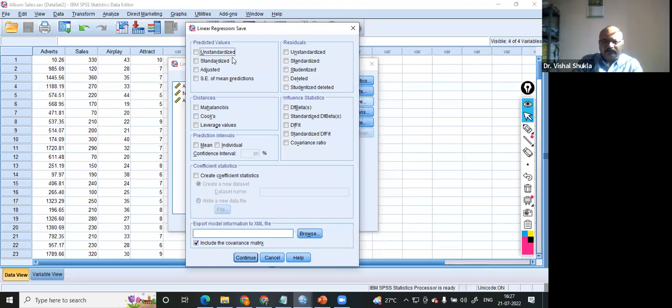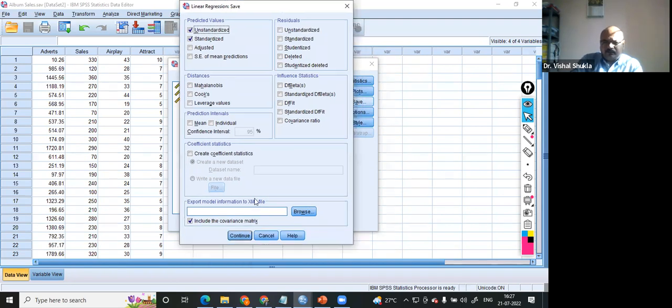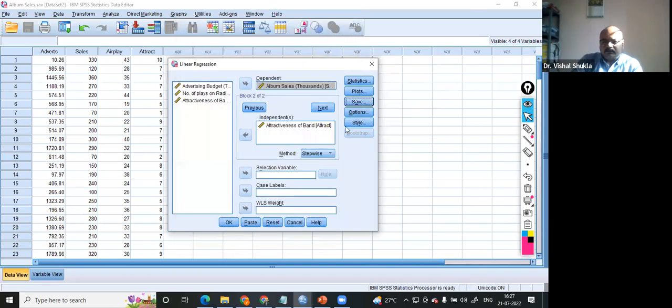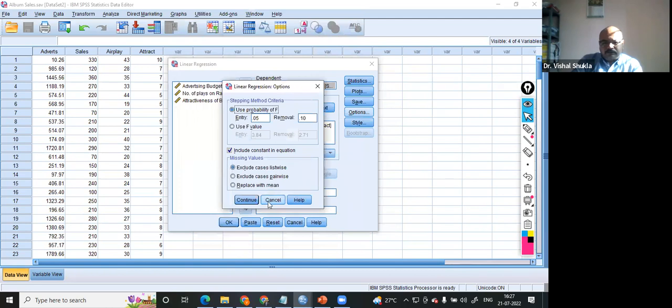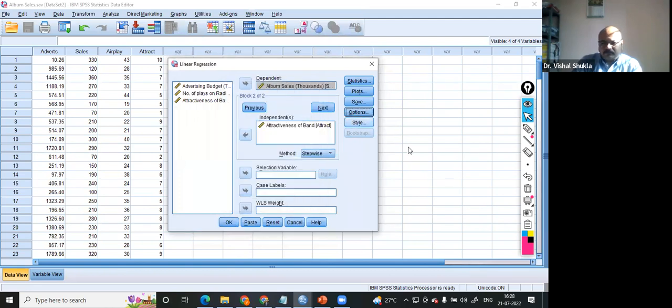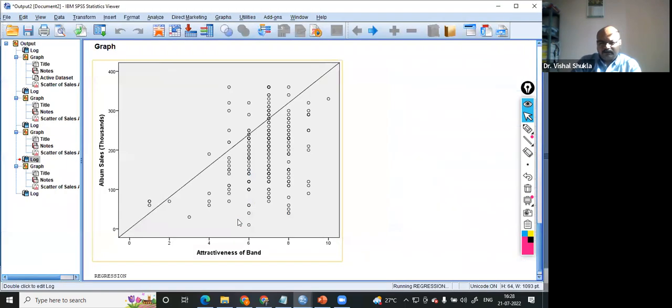Save option. If you want to save the predicted values in standardized and unstandardized form, click it. Whatever regression equation you will get, for each value, how much will be the album sales, if you want to keep the predicted values, automatically it will put into the formula and calculate. In options, nothing needs to be done, everything is okay. Fine. Run this regression.